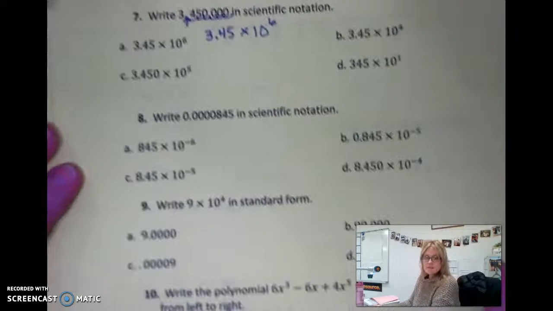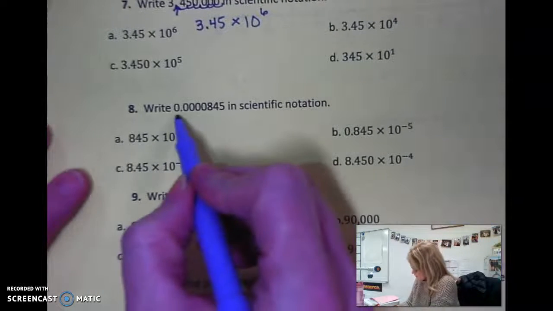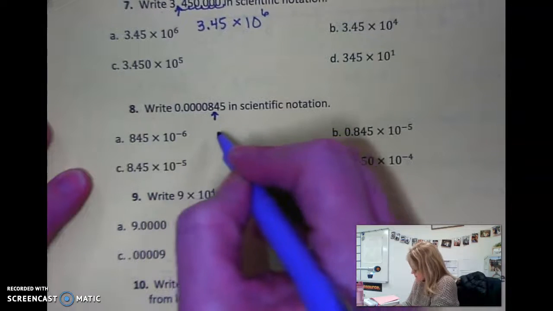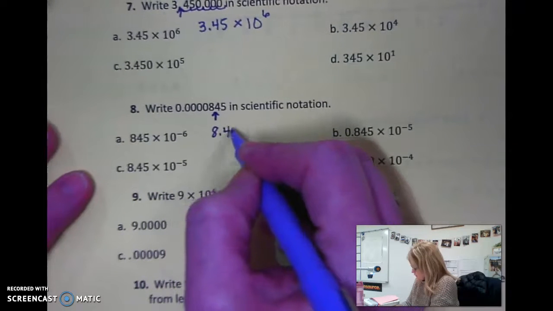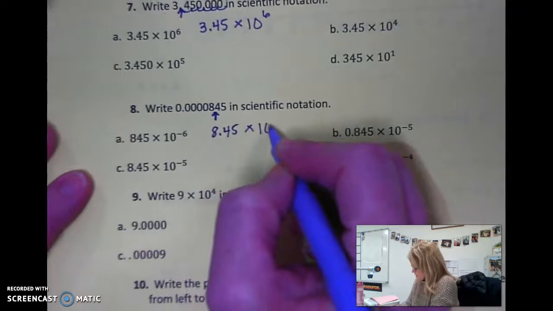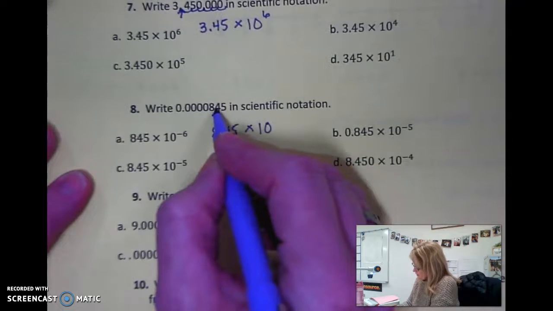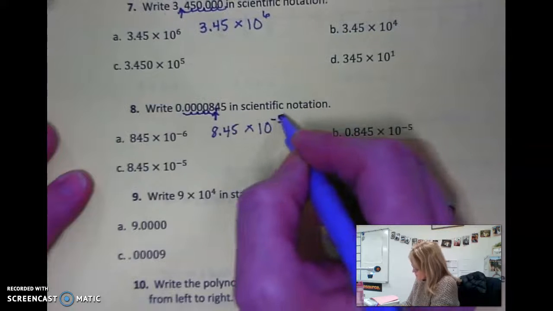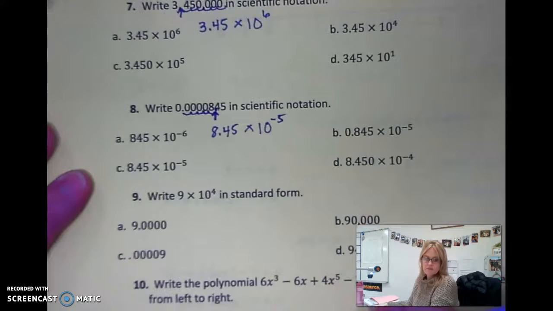Same thing here, but this time our number is very small, so we look for our first non-zero number, which is 8.45 times 10 to the, and now we're going to the left, 1, 2, 3, 4, 5 spots, so it is a negative 5.